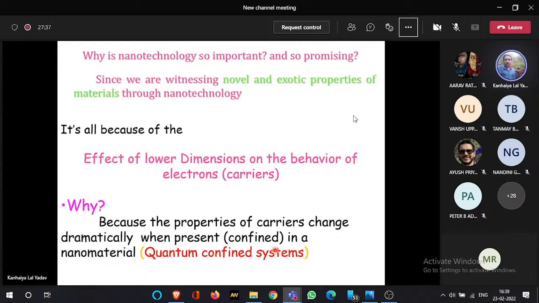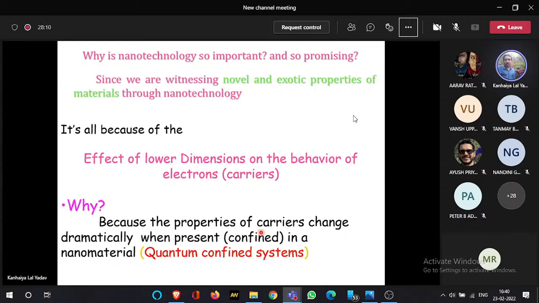So I am connecting this to the nanomaterials. If you have bulk materials and nanomaterials of the same material, they behave differently. Like if you take gold, and now you make it in the nano size, it will behave differently. You will see this in later slides. They have some exotic properties. That is the effect of lower dimensions on the behavior of the electrons.